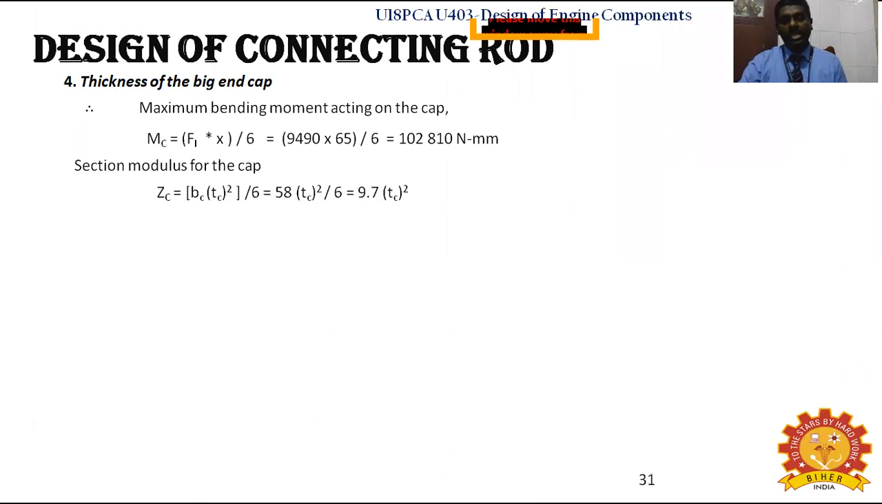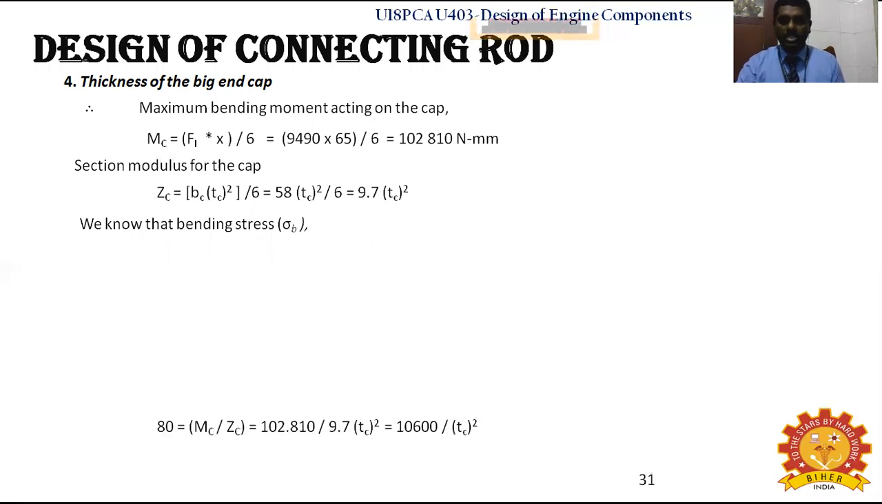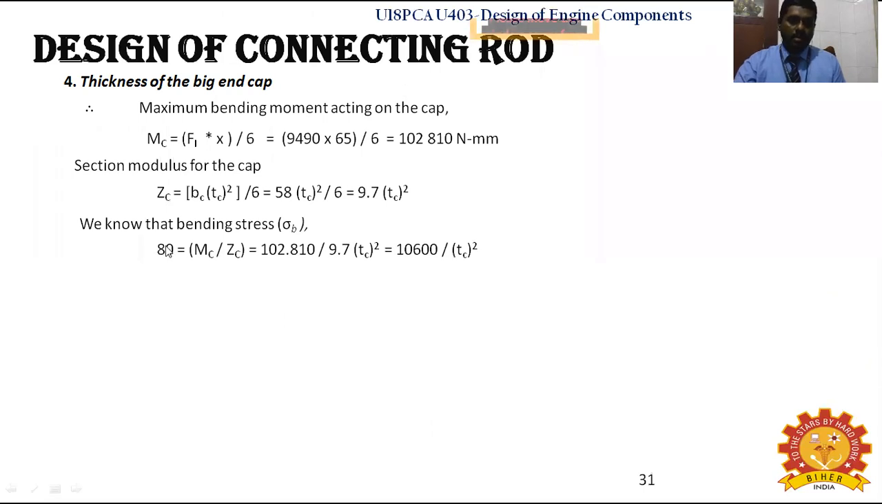So the section modulus you can see will be identified as DC square by 6. So the only unknown is TC. Now as the only unknown is TC, we can identify the TC, because the bending stress is already given in the problem. We know bending stress is equal to bending moment by section modulus. So the bending stress is given in the problem, so it will be equal to bending moment divided by section modulus. The only unknown is the TC value. So by simplification we are going to identify the TC value.